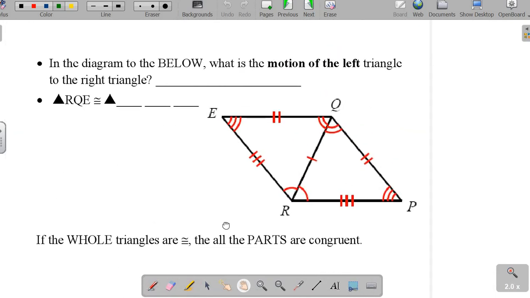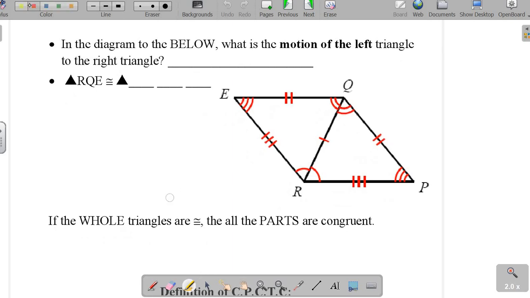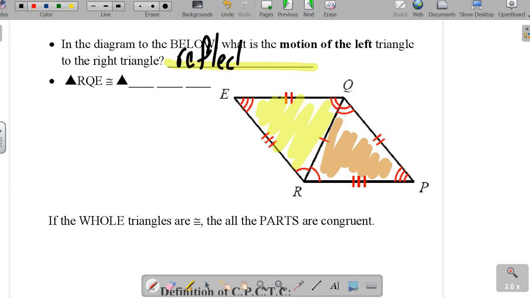Let's try another one. Ask yourself, what is the motion of the left triangle compared to the right triangle? I'm going to wait 10 seconds. I'd like you to try to fill in that blank yourself. Check your work. That is a reflection.